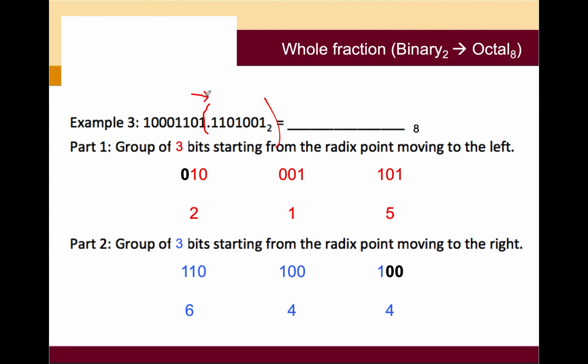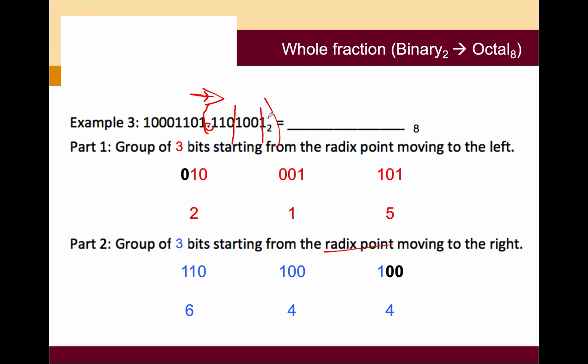Sorry, you need to group it into this number, moving to the right from the radix point, from the dotted over here. So you need to move to the right. And then you calculate 1, 2, 3. You divide it into one group. 1, 2, 3. You divide it into groups.